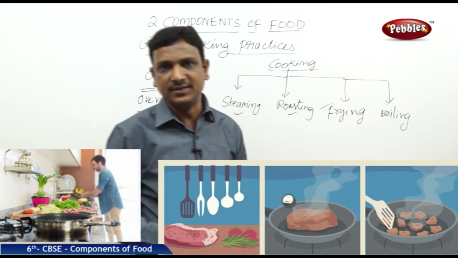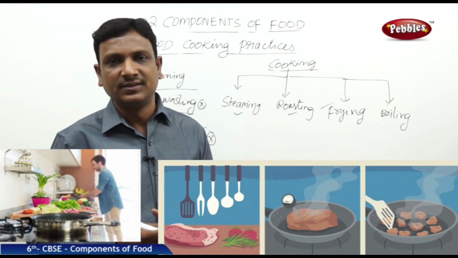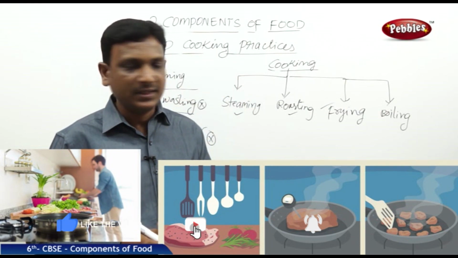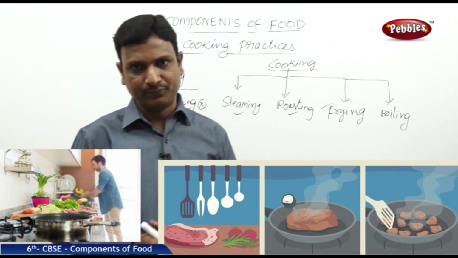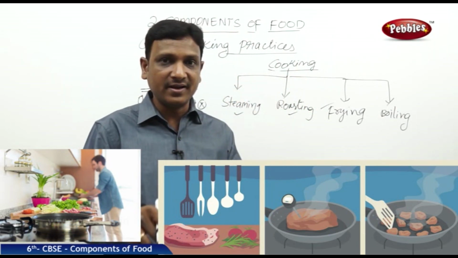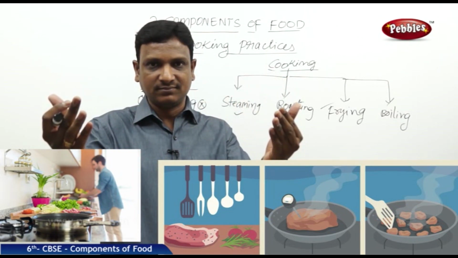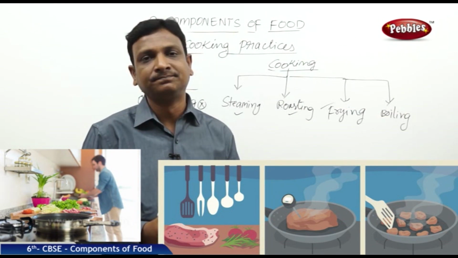Over frying of vegetables leads to loss of nutrients, because oil boils at a high temperature compared to water. If you are cooking any vegetable by boiling, it takes place at 100 degrees, but frying oil boils at a higher temperature, more than 100 degrees, nearly around 150 degrees.